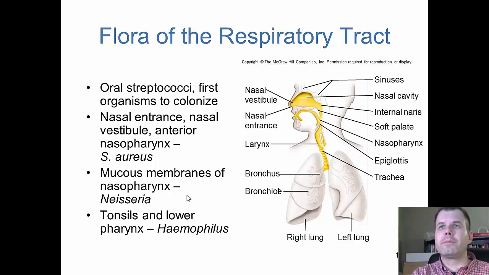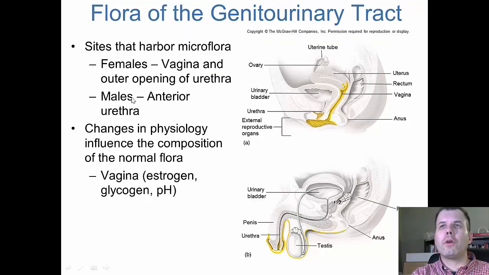All right, so some of the flora of the genitourinary tract include the sites that harbor the normal flora. In females, that would be the vagina and the outer opening of the urethra. And then in males, it would be the anterior of the urethra and obviously the outside. Once it gets past the first couple of millimeters, you don't really have any microbes growing in there. Once they do get past this, this is when we start thinking about UTIs and different things like this.